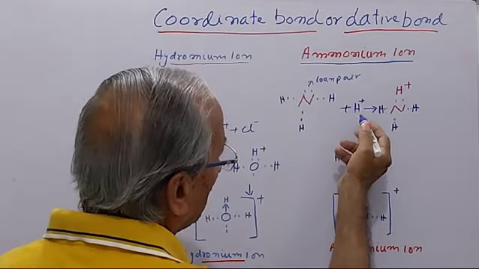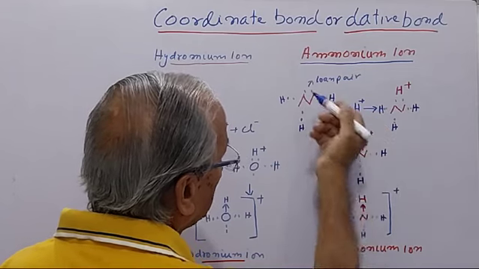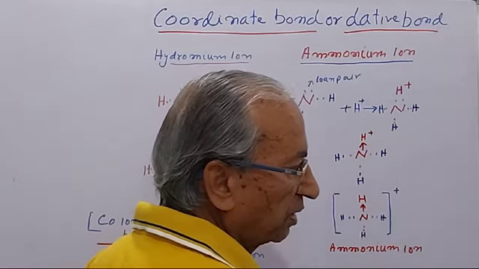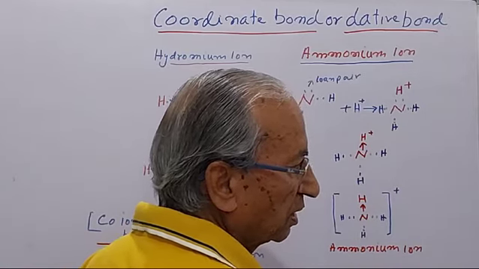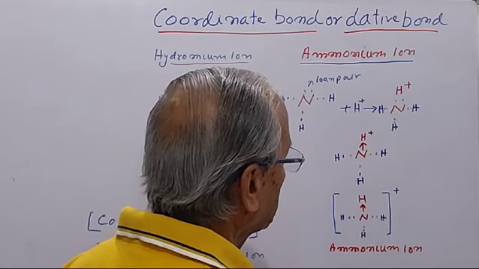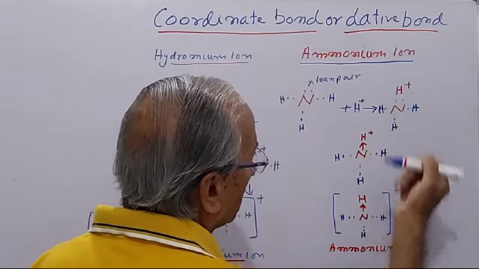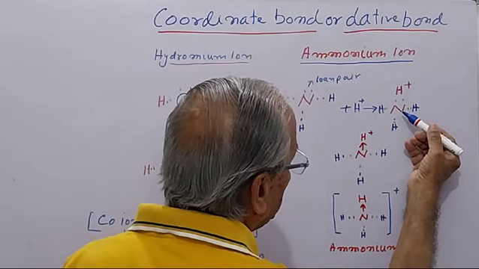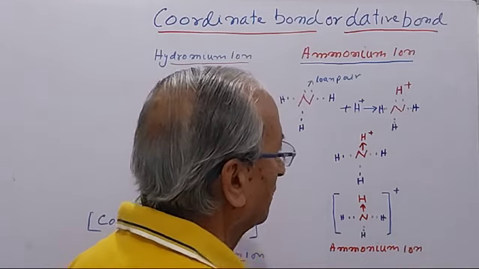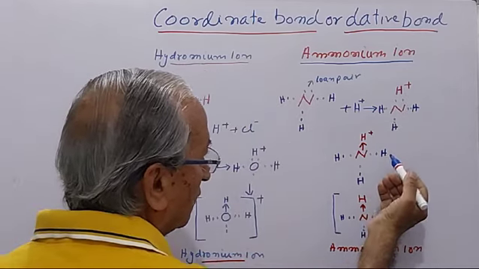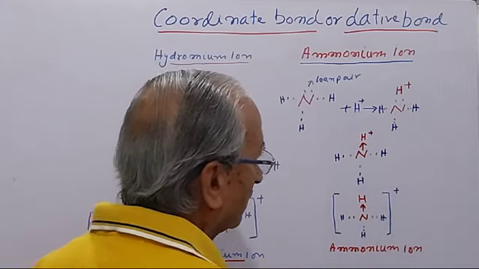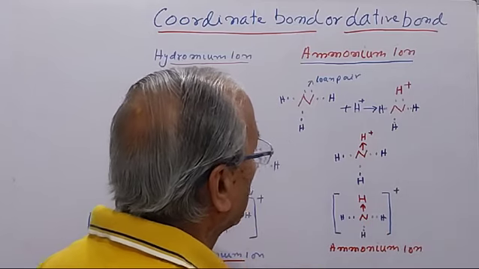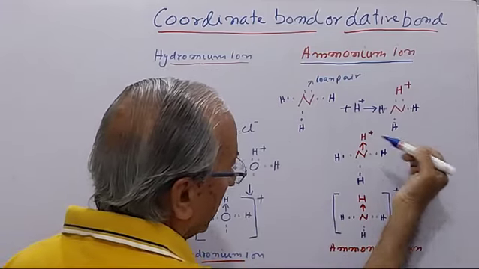Now, when a proton is taken by the ammonia, what happens? This proton, you know, hydrogen having no electron in the first shell, so it is positively charged. So this hydrogen comes to the nitrogen, and the lone pair of the nitrogen is shared between the hydrogen and the nitrogen. Here the sharing of the electrons from nitrogen is between the hydrogen and the nitrogen, and it forms an ammonium ion.